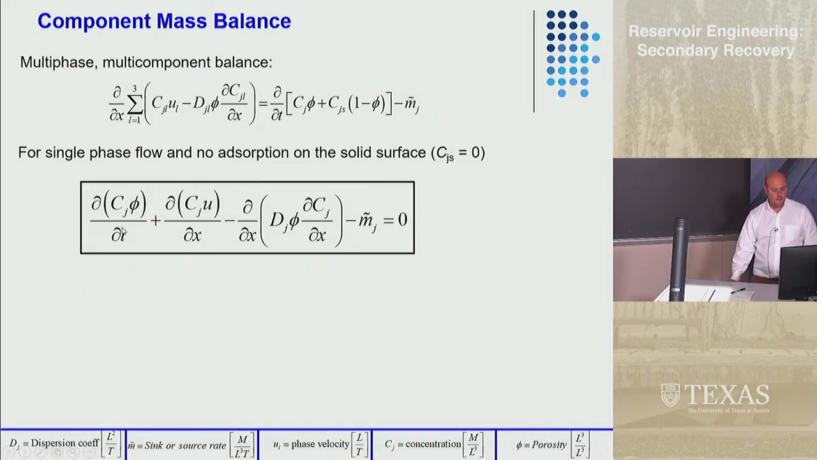This is my accumulation term, C sub j is the concentration of component j in the pore volume. U is the velocity, so it's how fast fluid is flowing. So this is the advection term. This is accumulation. And this is my dispersive term. And then I could have some sort of generation from wells or reaction.